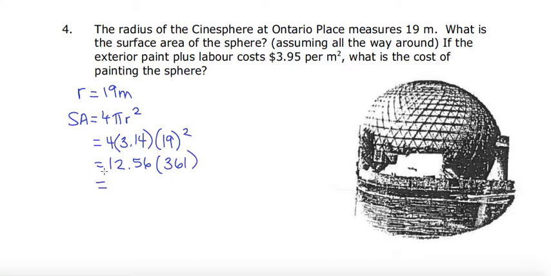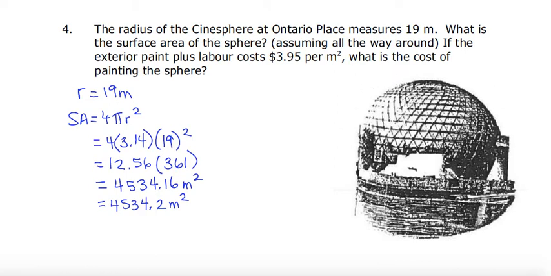And the last thing to do is to multiply those two together. So 12.56 times 361 is 4,534.16. And my units are meters squared. Now, it doesn't specify how many decimal places to keep. If you wanted to round to one decimal place, so to the nearest tenth, you could do that. Okay. So that was the first question, and we've assumed that the sphere goes all the way around.